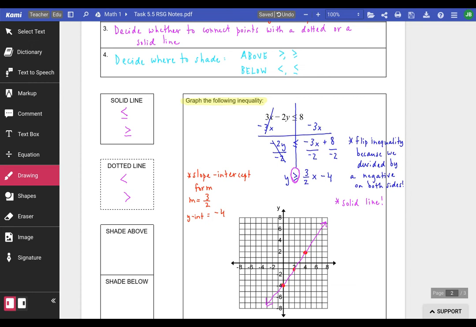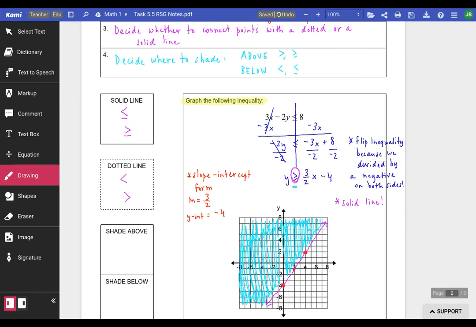So let's take a look. Again, I'm going to look at our symbol here. Our symbol was greater than or equal to. That means I need to shade everywhere above this line. So think about it this way. If this is my line and I look up from the line, that means I'm going to shade in everything that lies above this line. And so once I've done all 4 steps, then my work is complete. I have a line, it's either dotted or solid, and I've shaded in the correct spot.